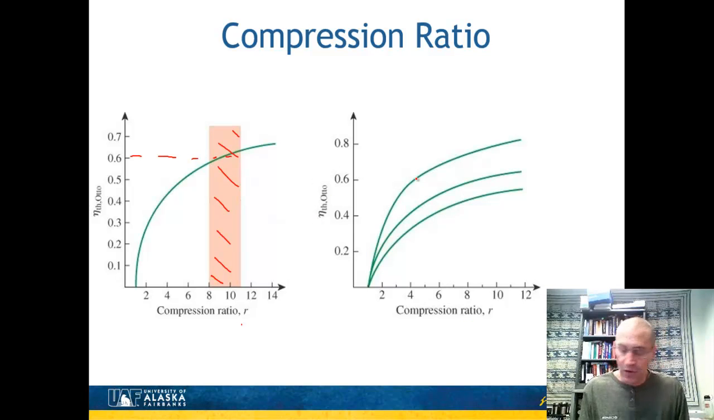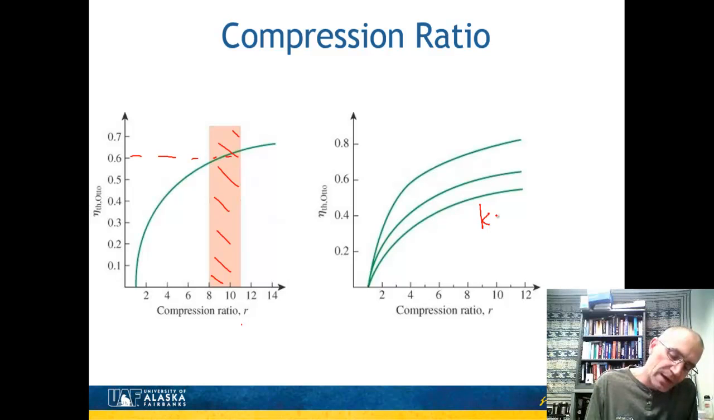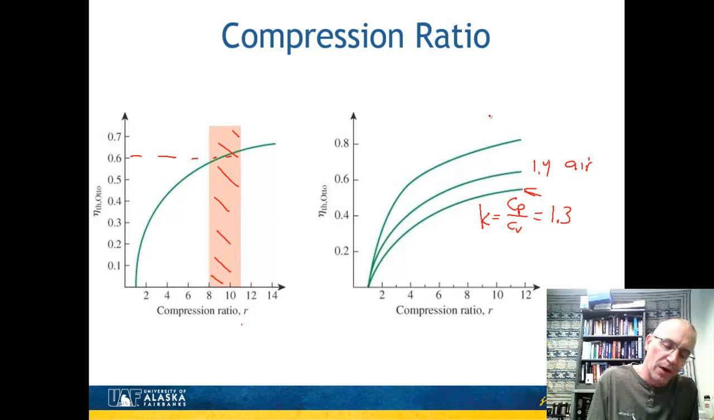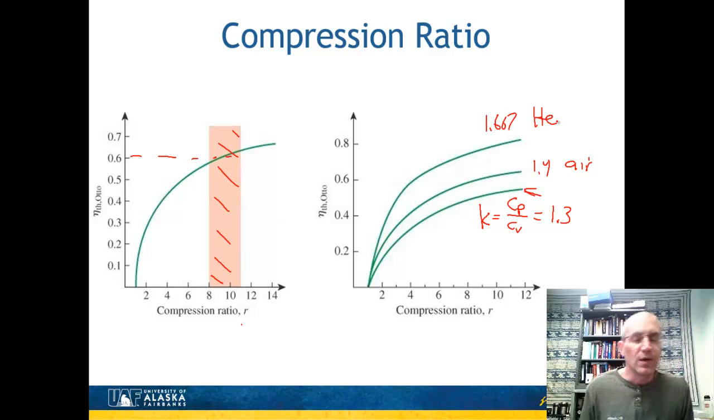And these lines over here are for different values of K. Now remember, K is the ratio of the heat capacities, Cp over Cv. And so this would be like, for example, K of 1.3. This would be 1.4, which would be typical there. This line up here, I think, is about 1.667, which is typical of helium.